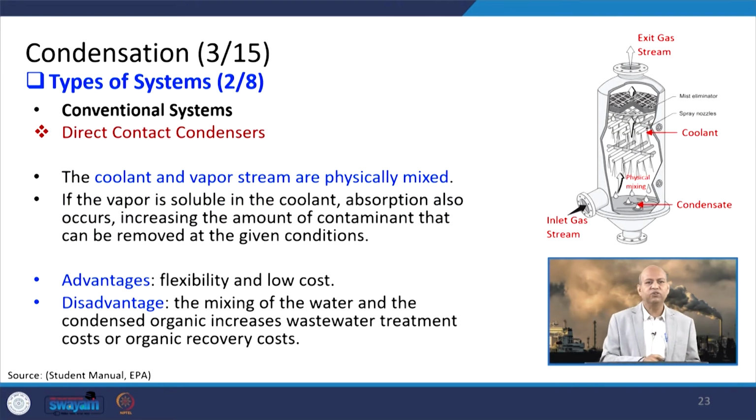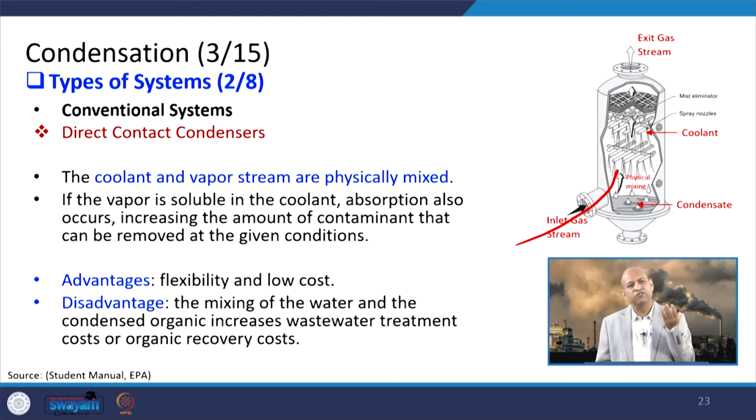If we talk about direct contact condensers, you can see the coolant spray is there, and the inlet gas stream goes through. As you have seen in scrubbers, the same system is here, and because of the temperature difference, below the dew point the vapors get condensed. In this process the coolant and vapor stream are physically mixed, which is why it is known as the direct contact condenser. If the vapor is soluble in the coolant, or absorption occurs like in water, then it increases the amount of contaminant that can be removed at the given conditions.